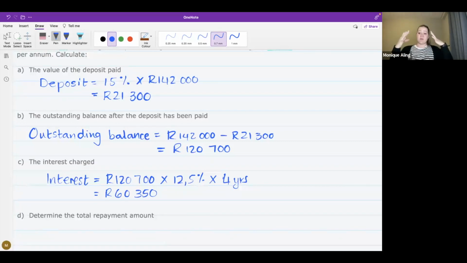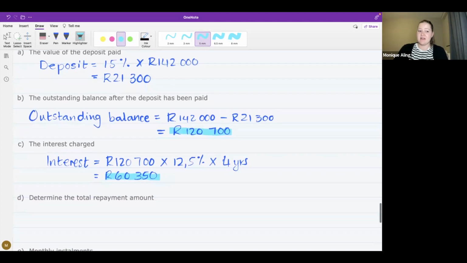So you need to just keep all of this information and follow with it. It costs 142,000 Rand, but you've paid 21,300 Rand, which means you are left owing that amount. But now you have to pay interest on that amount because you paid it off over the years. So you also need to pay this amount. So keeping that in mind, try work out D for me.